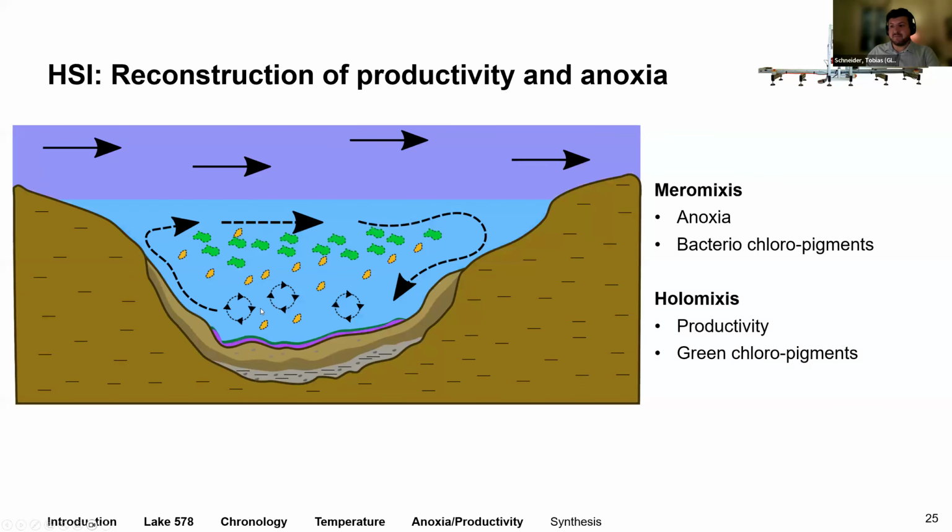And then similarly, if we have productivity in a well-mixed system, for example, algae or diatoms can produce green chloropigments, and when they die, they also settle into the lake.